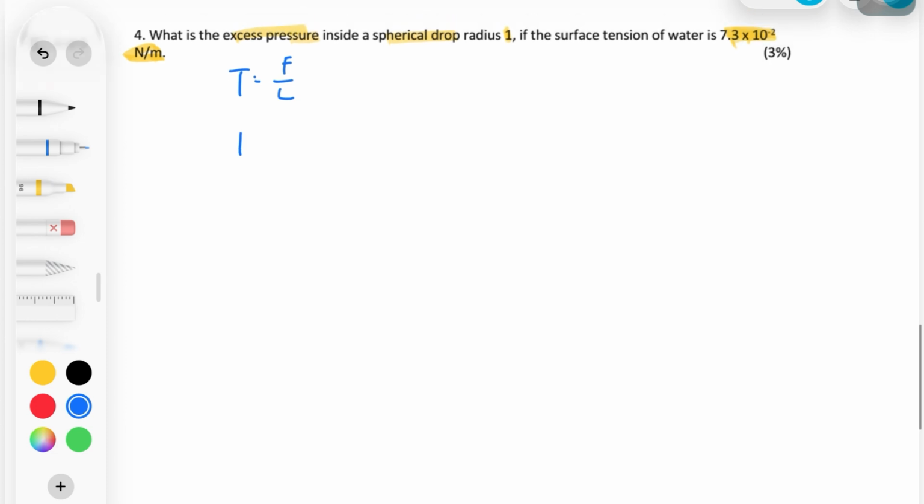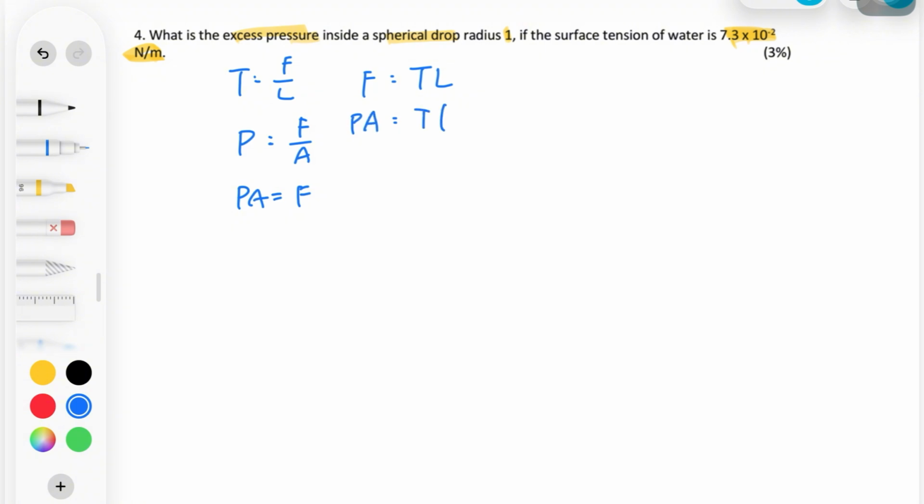So we know that pressure equals force over area. So pressure times area equals force. So we can substitute inside. We know that force equals tension times length, and force is actually pressure times area, and the length is how much?